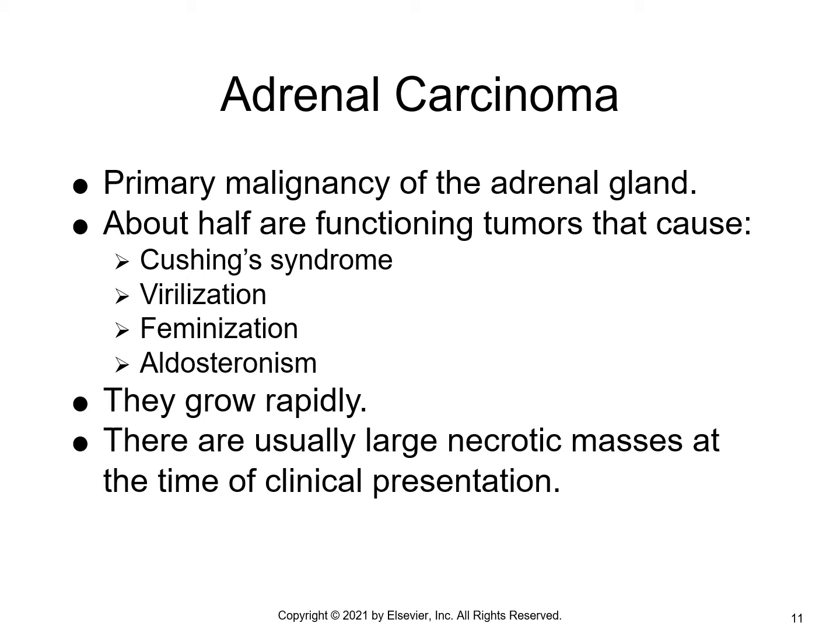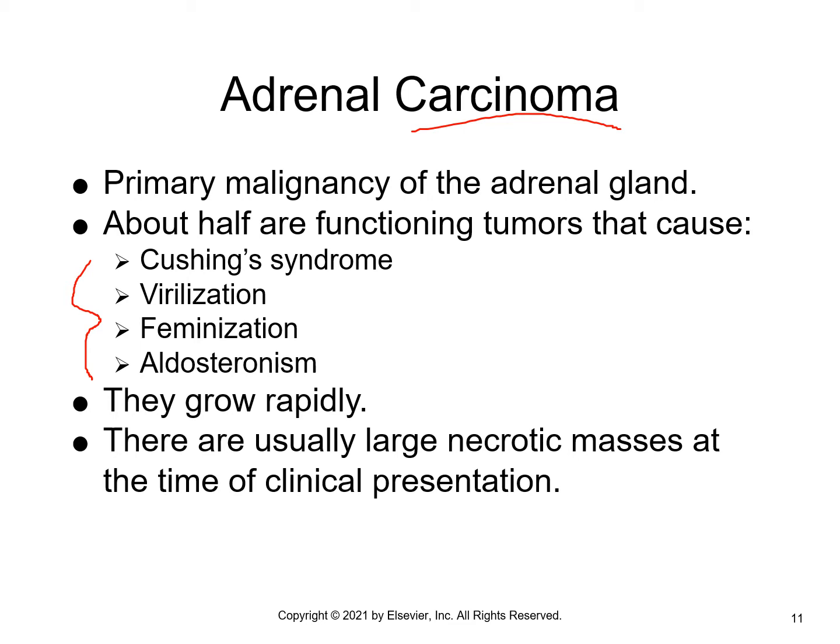Adrenal carcinoma is relatively uncommon. It is a primary malignancy of the adrenal gland, and about half of the carcinomas result in the following syndromes. So Cushing's syndrome could be caused by an adrenal carcinoma. We talked about how a tumor in the cortex could lead to excessive cortisol release. Sometimes that tumor causing the excessive cortisol release would be an adrenal carcinoma. Now, carcinoma always means malignant.